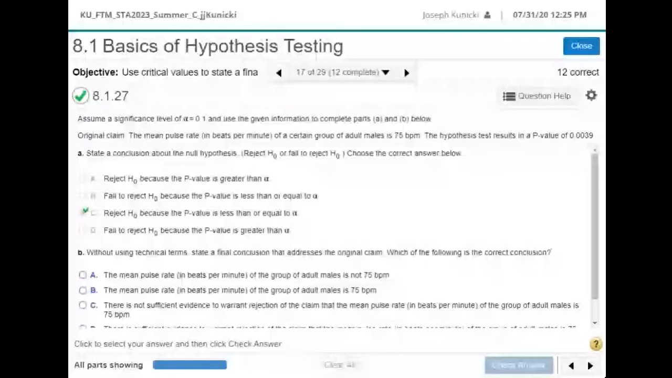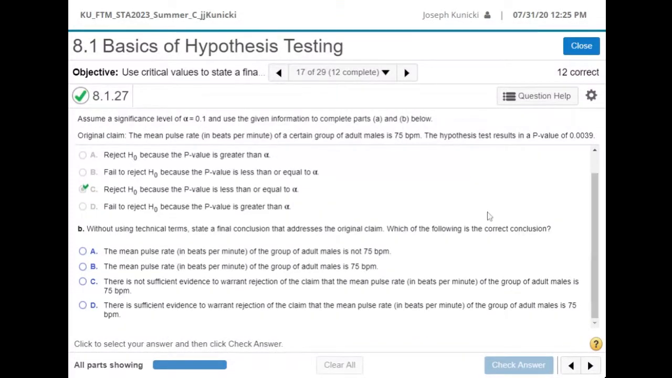Okay, so I hit OK, and it told us we were correct. Got the green check mark. And then they're going to ask us, without using technical terms, state a final conclusion. Well, don't forget, the way we set up the null hypothesis for the test is that's where the sense of equality goes. That's the form. That's the structure. The claim can be in either place. The claim could be in the null, or the claim could be in the alternative.